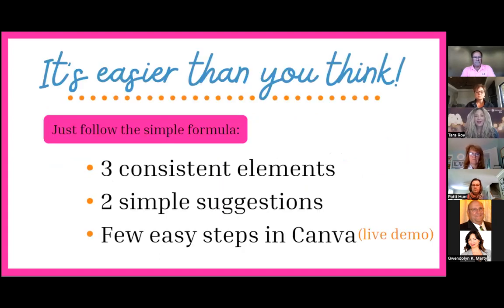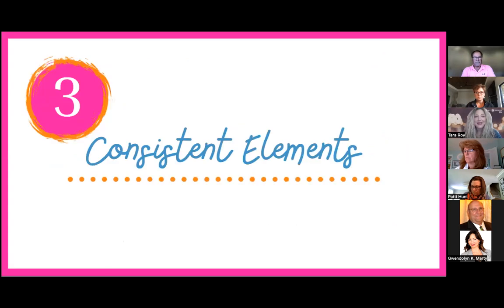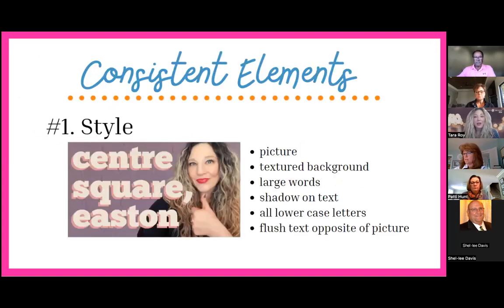So the formula is just 3 simple things. You want to have 3 consistent elements. I have 2 simple suggestions, and then a few easy steps in Canva, and bing, bang, boom, you're going to be able to create your thumbnails. So let's go through the first step, which is 3 consistent elements. Number 1 is your style. So you want to come up with what you like in style. You only have a tiny little square to fill.